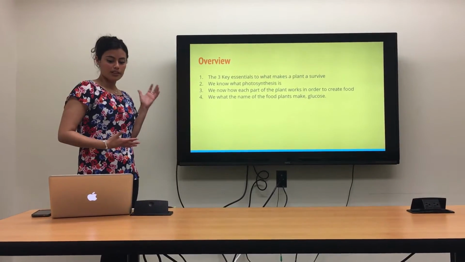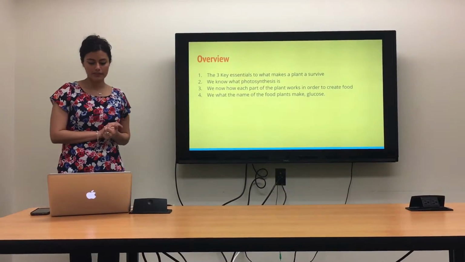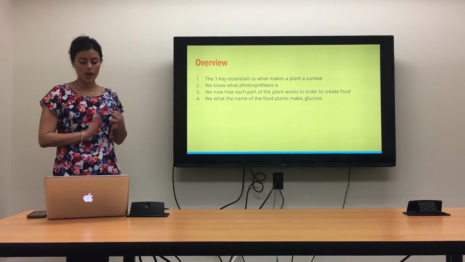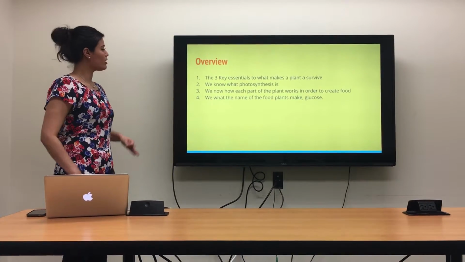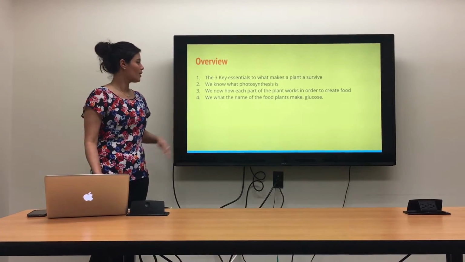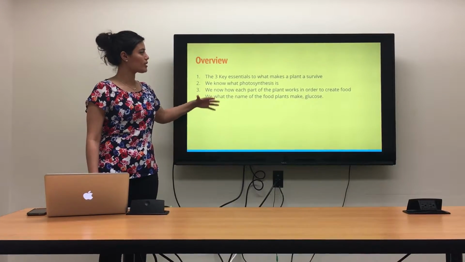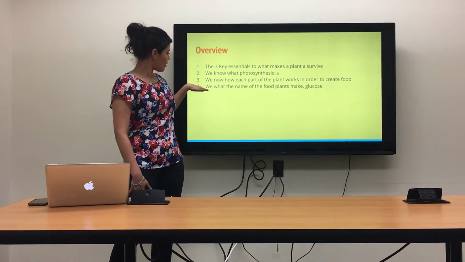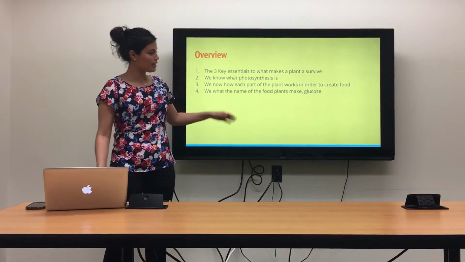An overview. We know that the key essentials to make a plant are water, carbon dioxide, and sunlight. We also know what photosynthesis is now. We know that each part of the plant works in order to create its own food. And we now know that the name of the food that plants make is called glucose.